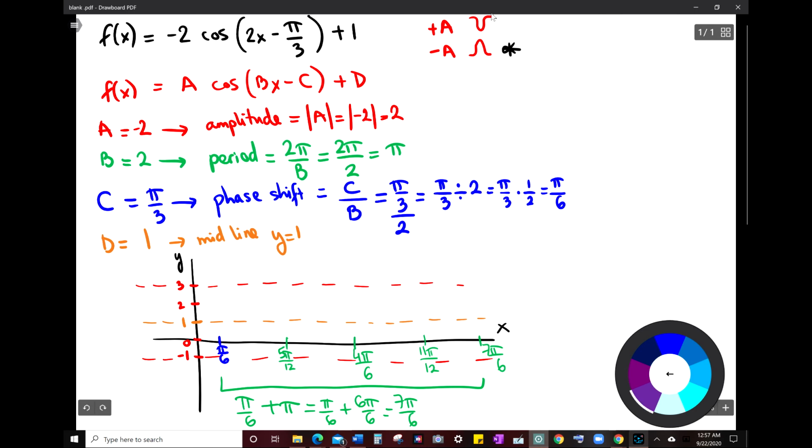Here you go. Okay, so now at pi over 6, I should have the lowest point and then midpoint and highest point, midpoint and lowest point again. So now at pi over 6, I should have a lowest point, which is at -1. And then at 5 pi over 12, I should have it at midline. But my midline right now is not 0 anymore, it's at 1. And then at 4 pi over 6, I should have the maximum point. At 11 pi over 12, I should be back at midline. And then at 7 pi over 6, I should have the minimum point. So now I connect all of them together.